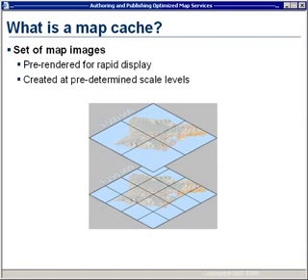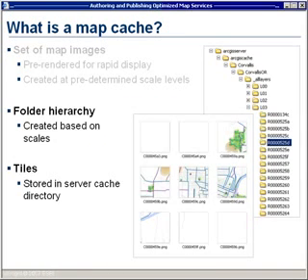First of all, what is a map cache? Well, as the name implies, this is a set of images that are rendered in advance at predetermined scales and hidden away for later use. Based on the scales chosen, a folder hierarchy is created for the images and the extent of the data divided based on the specified tiling scheme.